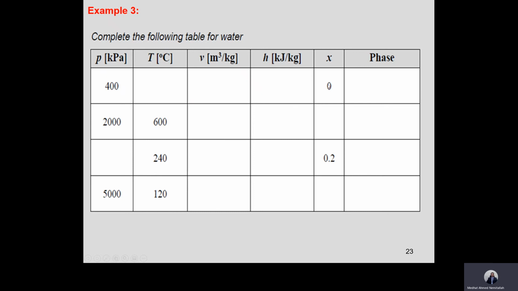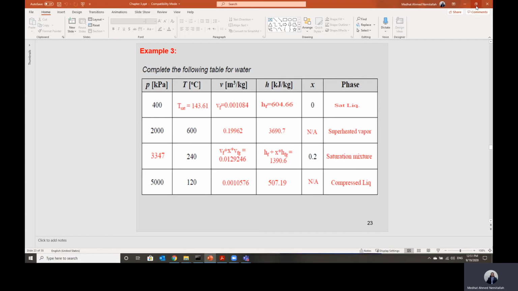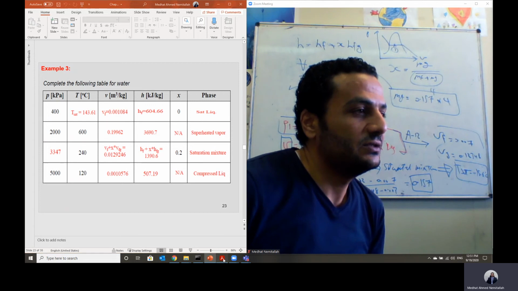But he gives a value of X equal to 0, that means the state is saturated liquid. So all the properties will equal the saturated liquid properties. So the specific volume will equal V fluid, and the enthalpy will equal H fluid. And the temperature will equal T saturation at this given pressure. So given this pressure, I will go to table A5. Pressure is equal to 400 kilopascal.